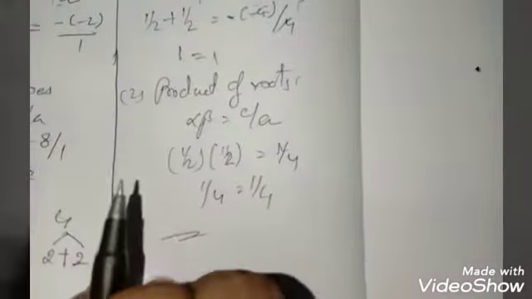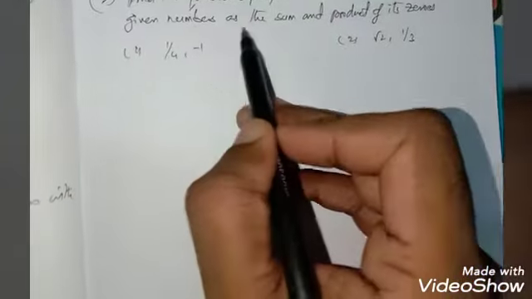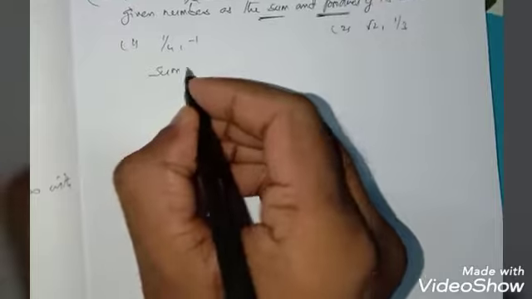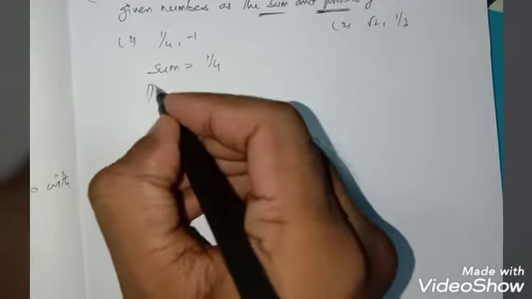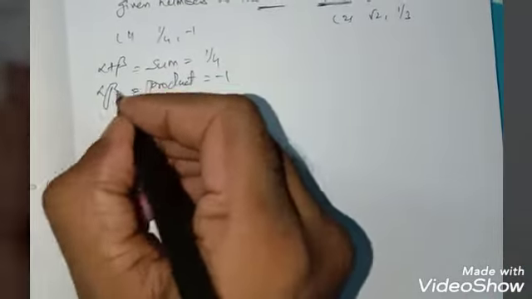Now coming to your next problem, that is the second bit. So what have they asked in the second bit? The next question is: find the quadratic polynomial in each case with the given numbers as the sum and product of its zeros. Now what is given here? It is given that the sum and product of the roots are given and you have to find the quadratic polynomial. So we know the formula: first you write what is the sum. So the sum is given as 1 by 4 and the product is given as minus 1. Sum is nothing but alpha plus beta. Product is nothing but alpha into beta.